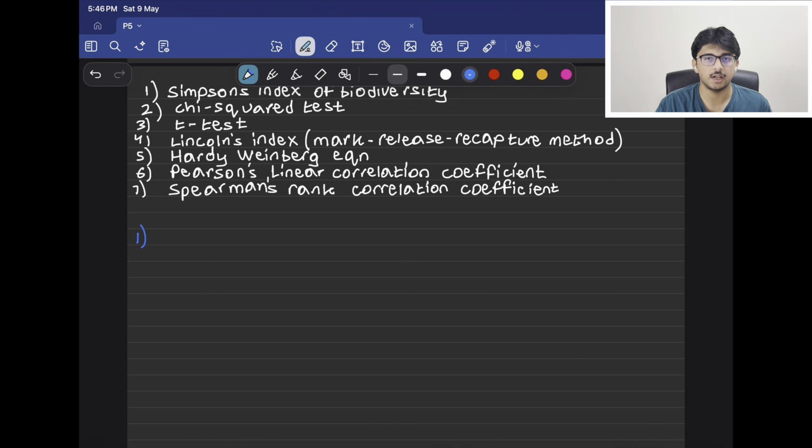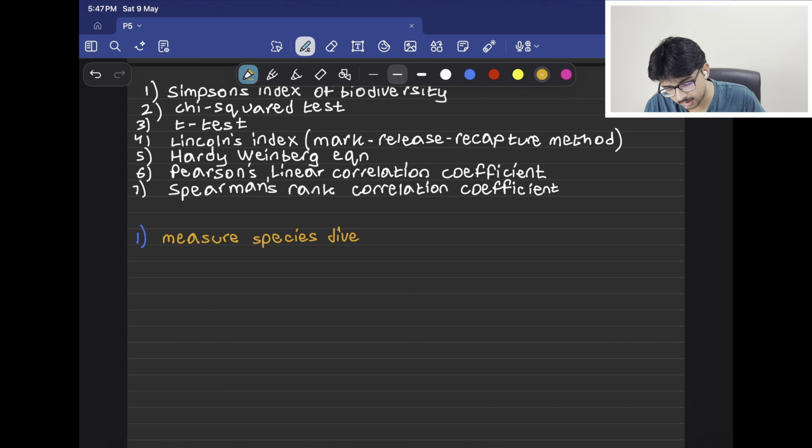First comes up Simpson's Index of Diversity or Simpson's Index of Biodiversity. What is this? This is basically a statistical test which is used in order to measure species diversity. Now, what is species diversity? Let's try to understand this. Species diversity is basically the different types of species as well as their relative abundance within an ecosystem.